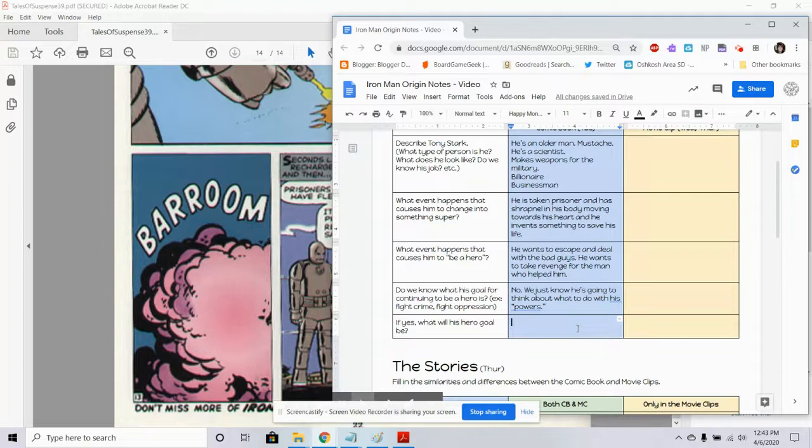And so when you start to develop your own character, you want to start to think about these things. What events are causing your character to become super? What event triggers them to become that hero, to take charge, to fight the villainy that they're going up against?